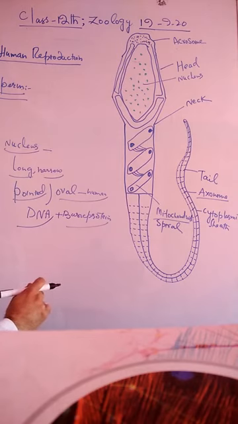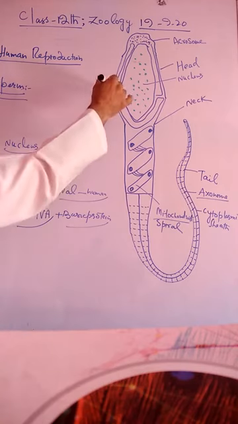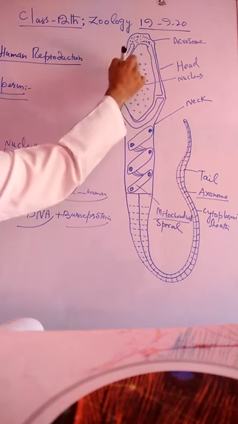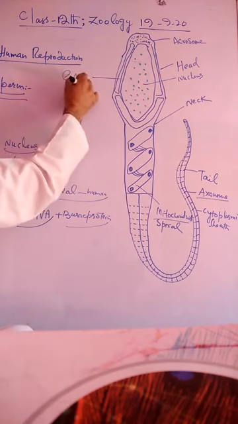The acrosome and the anterior half of the nucleus are covered by a fibrillar sheath. That fibrillar sheath can be seen here. This is the fibrillar sheath.